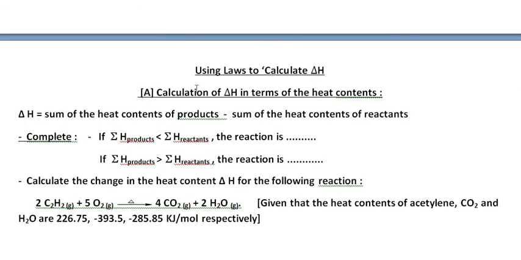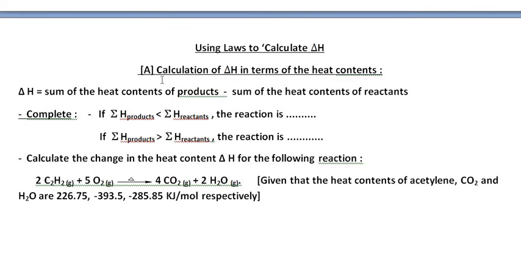Here is using Hess's law to calculate delta H. We can calculate delta H by using Hess's law. The first one is: delta H is equal to the sum of the heat contents of the products minus the sum of the heat contents of the reactants, which can be written mathematically in this way. Delta H equals sigma H products minus sigma H reactants.